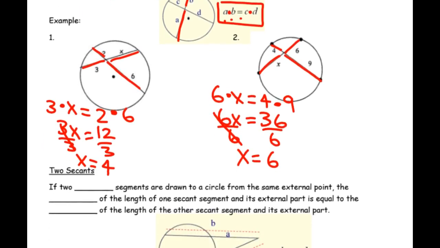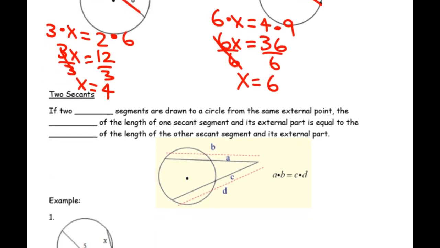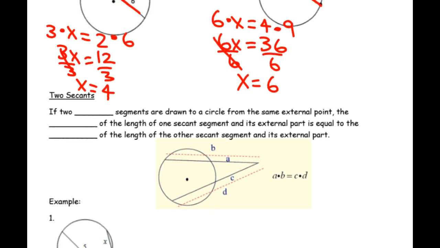Alright, well, let's make it a little bit harder down here. For two secants, okay? So the two chords, not too bad. Two secants, I really want you to pay attention because this can be confusing. A lot of people mess this up, okay? This says if two blank segments. These are called secant segments. You might remember secants are lines that go through a circle. These aren't lines because they have endpoints, so they're called secant segments. And they are drawn to a circle from an external point, right here, where they touch.